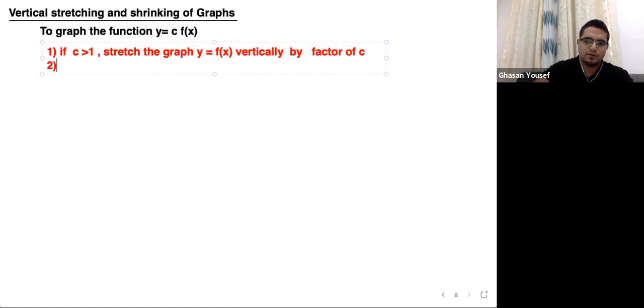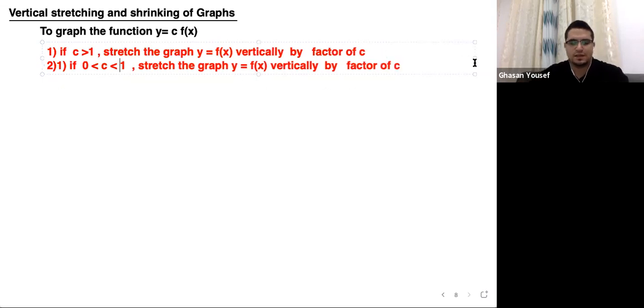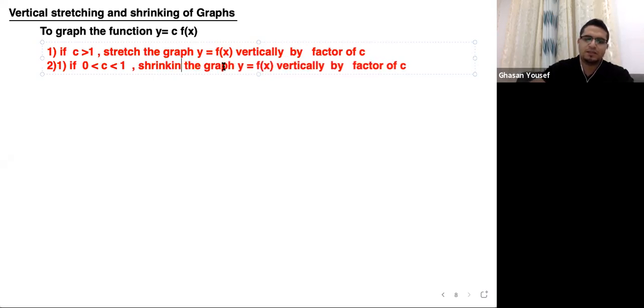Second rule, if this c is between 0 and 1, 0 less than c less than 1. So if c is a small number, like 1/2, 1/4, 1/5, then we have to do shrinking. But the shrinking of the graph y equals f of x is vertical, not horizontal. It's vertical by a factor of 1/c. I'm going to explain this by graphing.